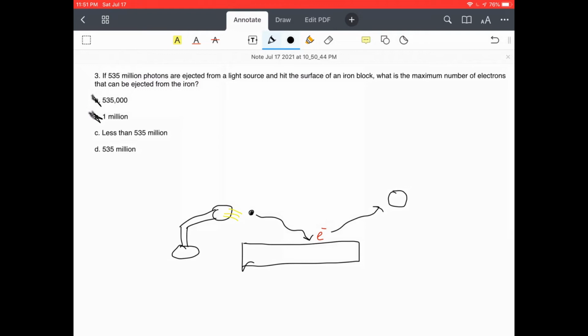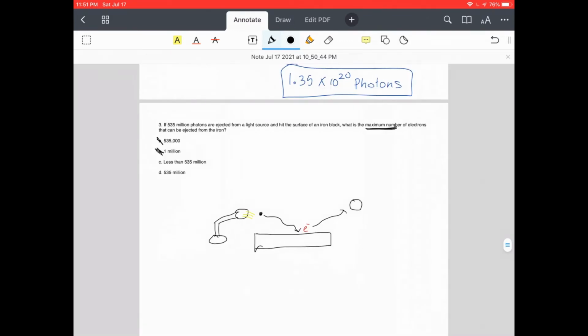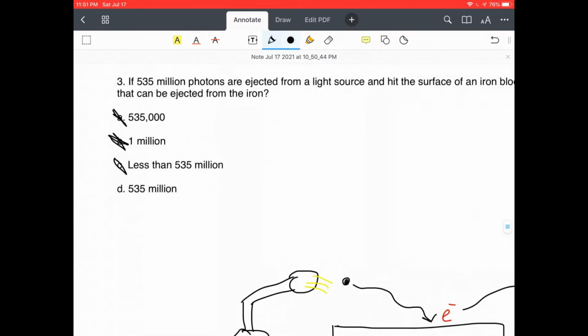But looking at the key words in this problem, we see that we're expected to find out what the maximum number of electrons is. So we can assume that the detector is working perfectly and our photons have enough energy to overcome this threshold energy. So we expect one photon to be interacting with exactly one electron, and so that crosses out option C, and at max we're expecting 535 million electrons.